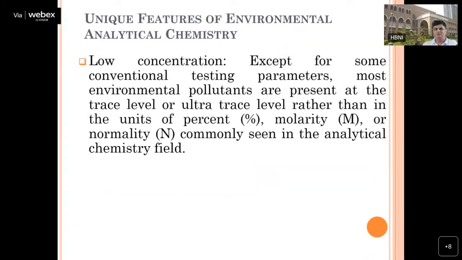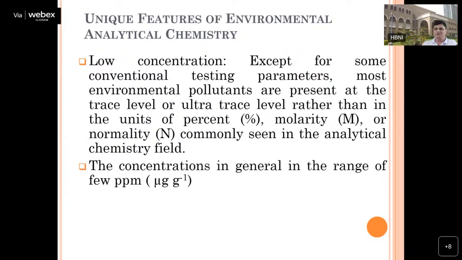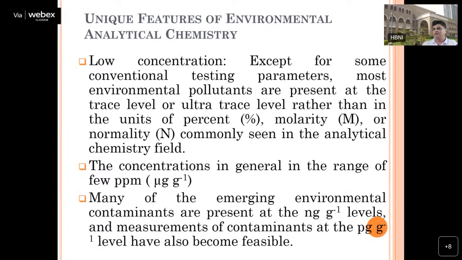And the difference between the two is that environmental analysis involves low concentration. Low concentration means basically we talk about micrograms per gram, and sometimes with some of the emerging pollutants like nanoparticles or some fullerenes, we are looking even up to picograms per gram. So bringing this nanogram or picogram of the material out of that major matrix is basically a challenge for the analytical chemist.